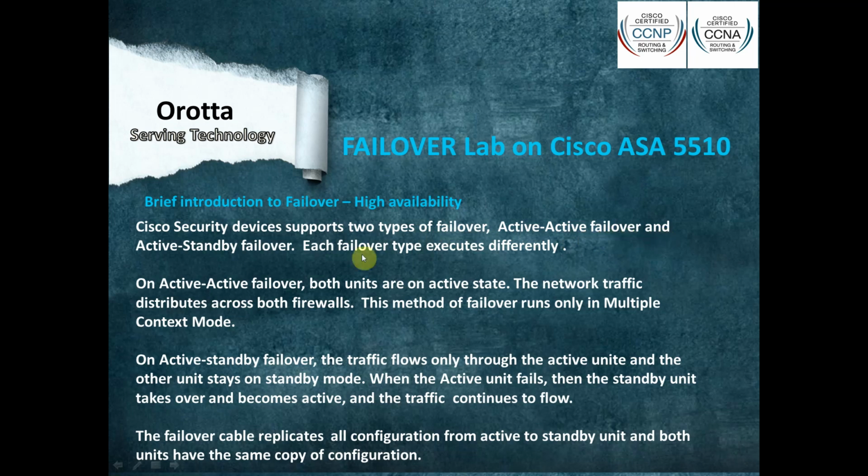active failover and active standby failover. Each failover type executes differently. On active failover, both units are in active state, so the network traffic distributes across both firewalls. This method of failover runs only in multiple context mode. You can read more on this online.